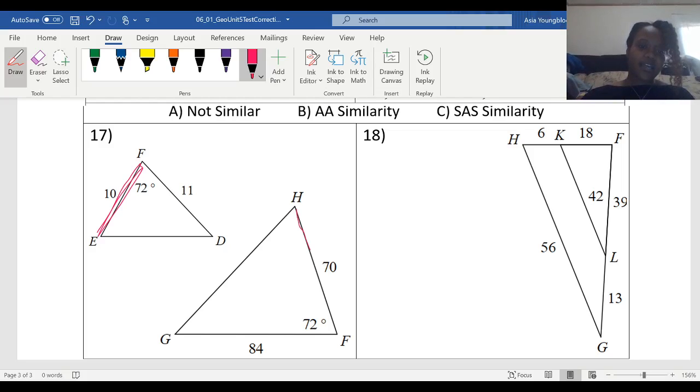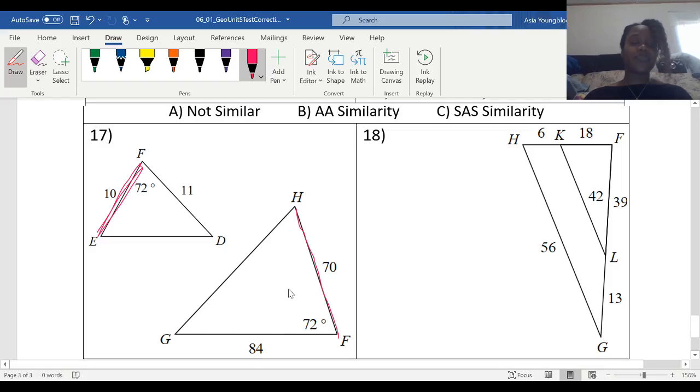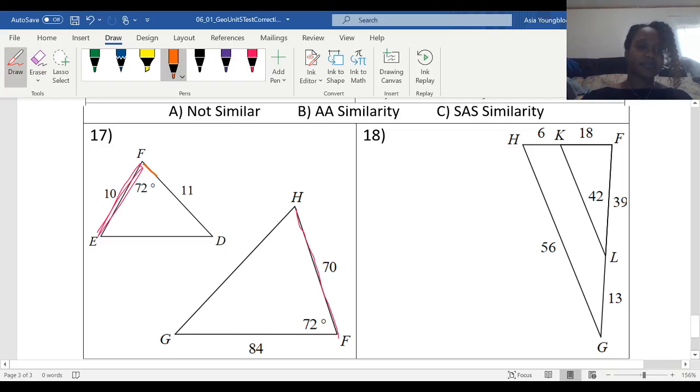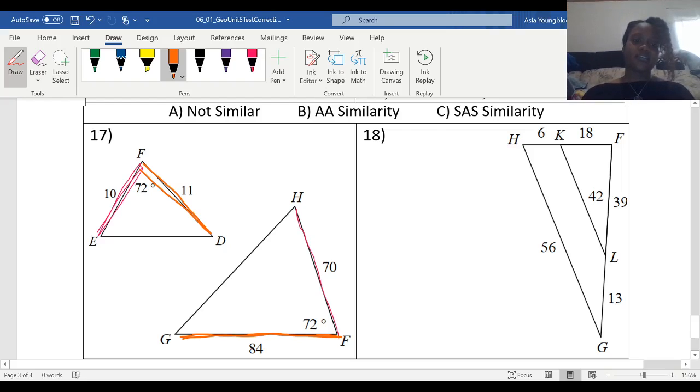One way you could visualize that is by taking this triangle and rotating it. Another way you could do it that makes sense is 10 is the smallest side between 10 and 11. 70 is the smallest side between 70 and 84. So it wouldn't make sense for 10 to go from the smallest side that is given to the biggest side that is given. Small has to go to small and big has to go to big. So the 10 and the 70 are corresponding sides, and the 11 and the 84 are corresponding sides. So now we want to use our ratio table.